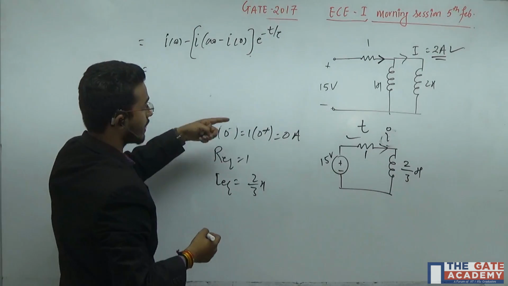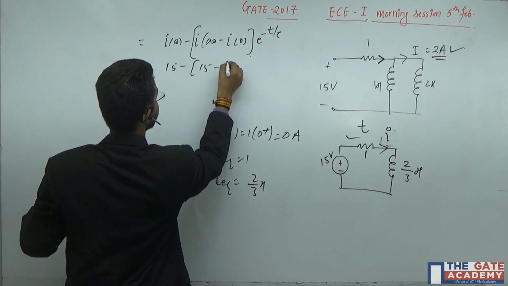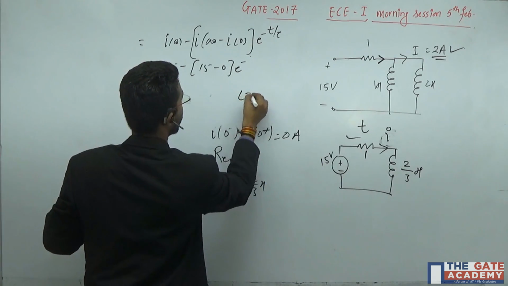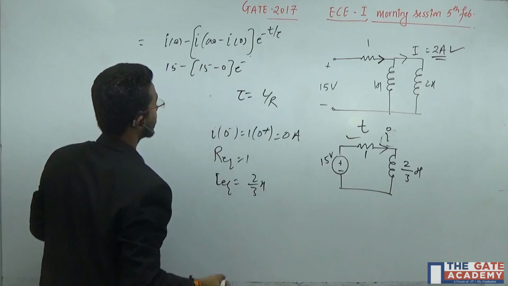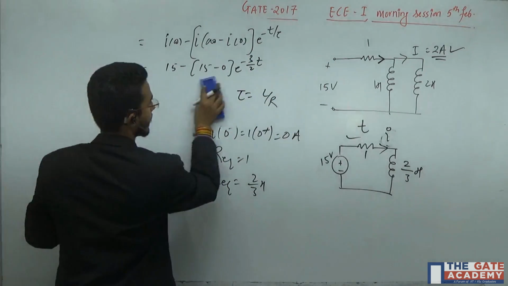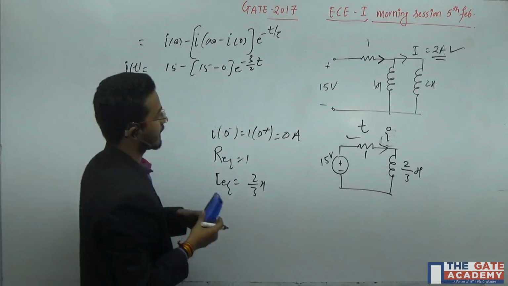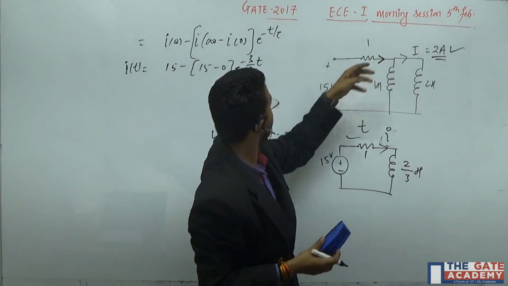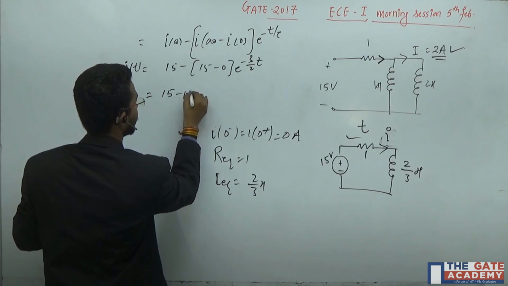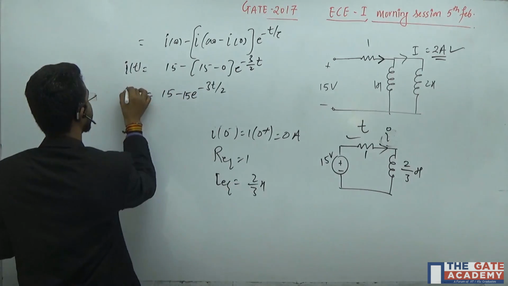We know the value of i of infinity is 15 by 1. That means 15 minus 0, times e raised to minus t by tau, where the tau value is L by R, that is 3 by 2 t. This is the total value of i of t, the current from here. I can simplify this: 15 minus 15 e raised to minus 3t by 2. This is the current i of t.